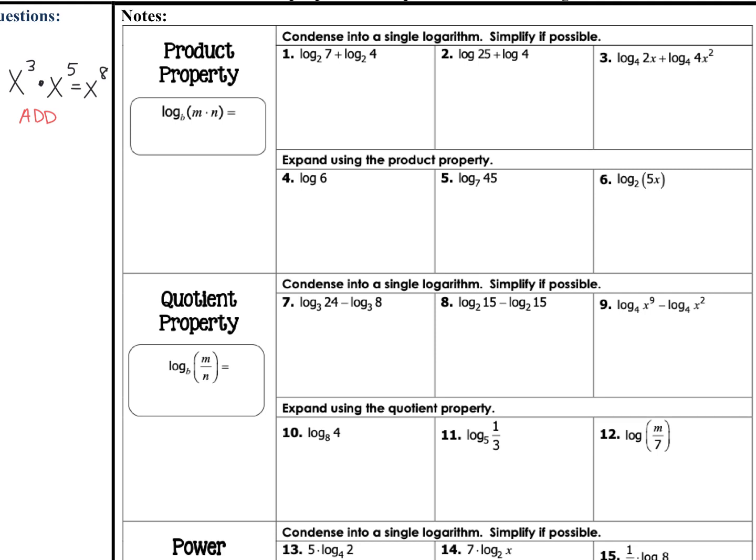In the same way, when you have logarithms and you have multiplication, you are going to add them. Okay, so if I have m times n, then it becomes two logarithms that get added. So it's going to become log base b of m plus log base b of n. It's the exact same kind of properties as what you had with exponents, because logarithms are just a different way to write exponents, okay?